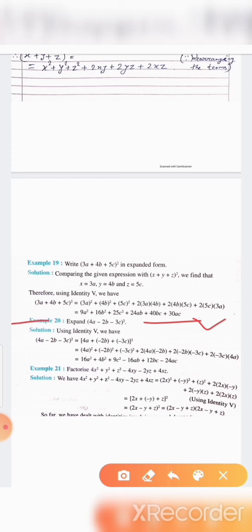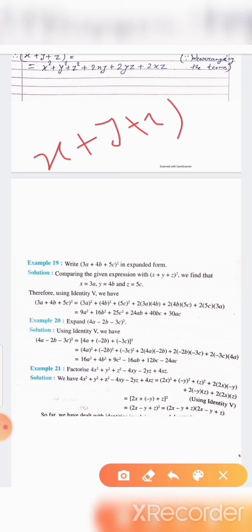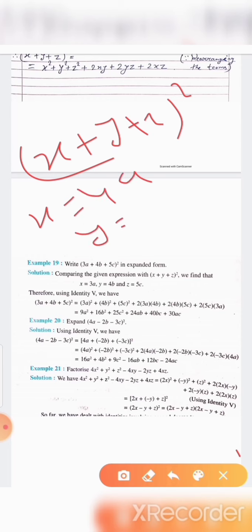Next example, example number 20. Expand 4a minus 2b minus 3c whole square. Here again we use identity number 5, but in identity number 5 all the terms are positive, and here we get all the terms negative, so we use negative integers for these values. Comparing with x plus y plus z whole square, the value of x is 4a, y is minus 2b, and z is equal to minus 3c.